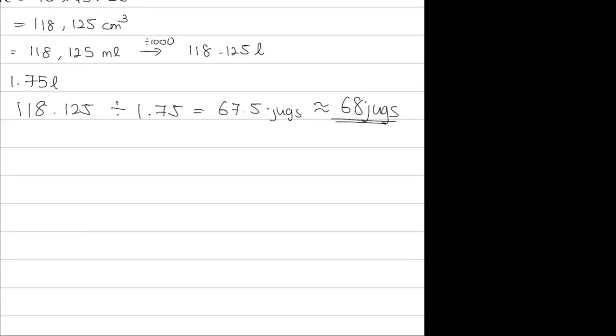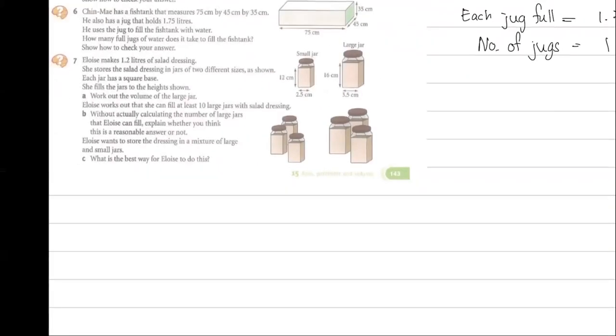Okay, done. Last question. Eloise makes 1.2 liters of salad dressing. So salad dressing is something like the sauce that you put on salad. Each jar has a square base, okay? She fills the jar to the height shown. Okay, you can see here it's still a cuboid. Work out the volume of the large jar.